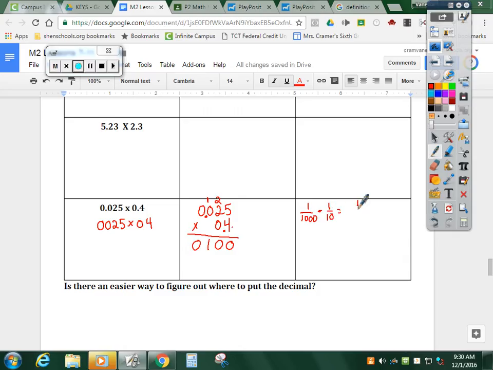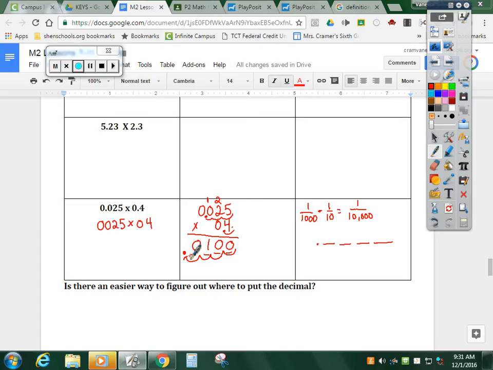1 times 1 is 1. 1,000 times 10 is actually 10,000. So my number is going to be in the 10,000ths place. Tenths, hundredths, thousandths, 10,000ths. That means there should be 4 places after my decimal. And I'm going to check it with our shortcut. 1, 2, 3, 4 decimals in both of these. So I have to make sure I'm going in 4 spots, and I am.